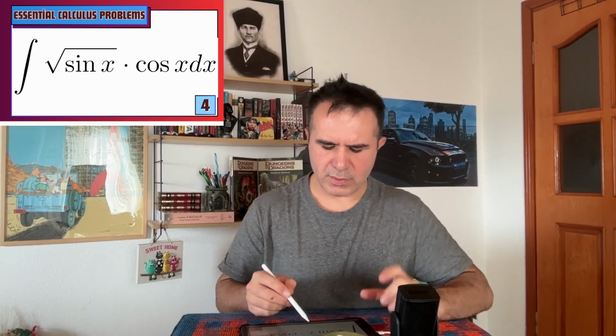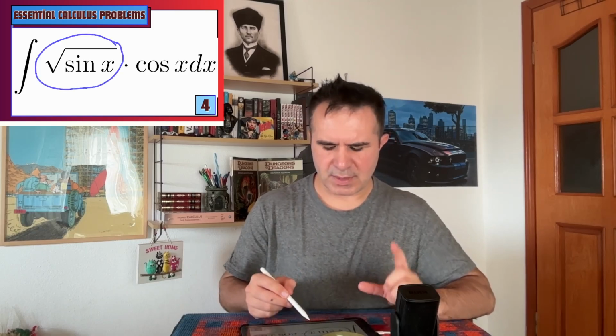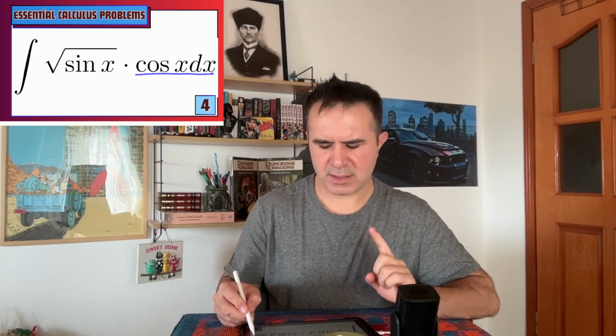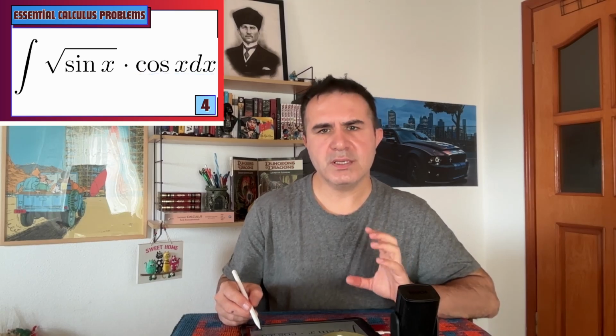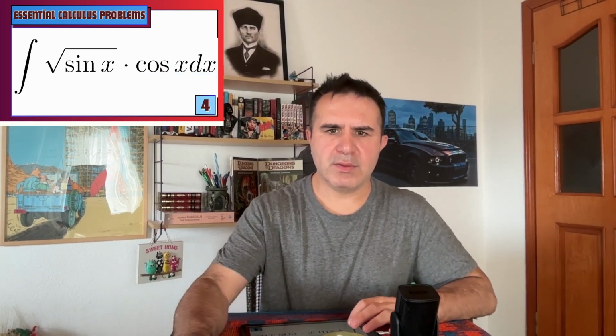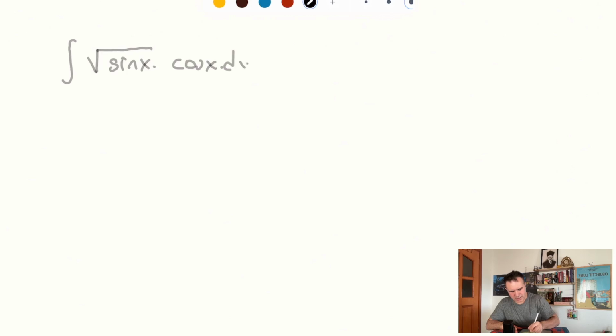And here we have a function, square root of sine x. And the derivative of sine x is cosine x, and we have here cosine x times dx. This means that we can use the substitution method. While solving this integral, let's say the integral is square root of sine x multiplied by cosine x dx.